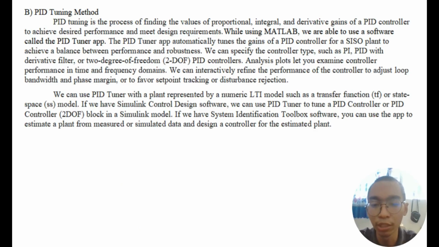Next is the PID tuning method. PID tuning is the process of finding the values of proportional, integral, and derivative gains of a PID controller to achieve desired performance and meet design requirements. The PID tuner app automatically tunes the gains of a PID controller for a SISO plant to achieve a balance between performance and robustness. We can specify the controller type such as PI, PID with derivative filter, or 2 degree of freedom, 2DOF, PID controllers.